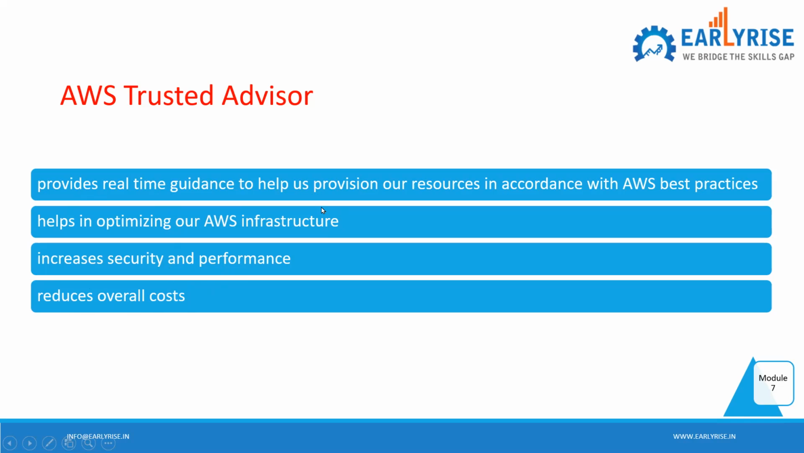So it is an application that can provide us real-time guidance, real-time suggestions for effective utilization of our AWS resources, right? So how we can make best use of our resources. It will be giving us a recommendation so that we can optimize the performance, and optimize the level of security that we have in our AWS. Okay.